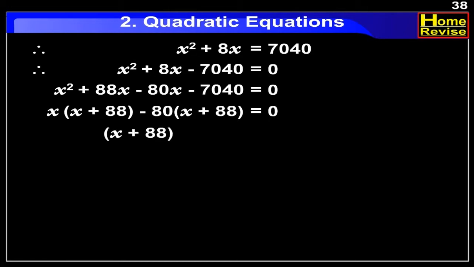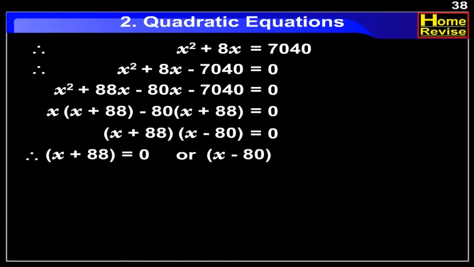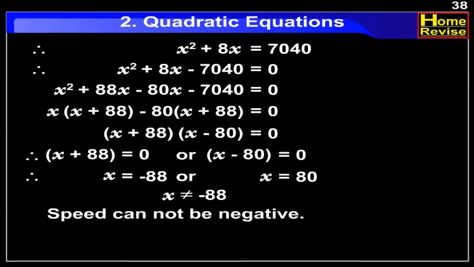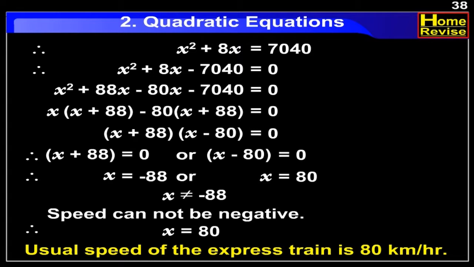Therefore, x plus 88 into x minus 80 is equal to 0. Therefore, x plus 88 is equal to 0, or x minus 80 is equal to 0. Therefore, x is equal to minus 88, or x is equal to 80. Here, x cannot be equal to minus 88, as speed cannot be negative. Therefore, we have x is equal to 80. Therefore, usual speed of the express train is 80 kilometers per hour.